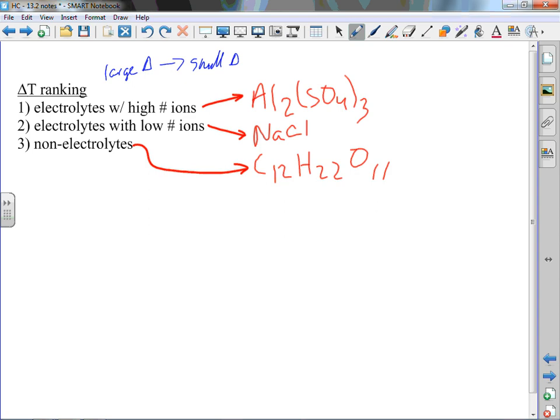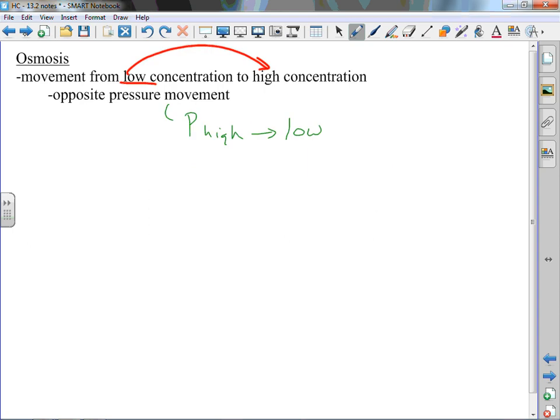The last thing, and this really doesn't fit in, but it's a great spot, so we'll just talk about it here: osmosis. I talk about osmosis in biology, but simply, osmosis is the movement of a chemical from a low concentration to a high concentration. It is opposite pressure movement. We'll talk more about this in electrochemistry and cells. So again, all we want to do is say the word and talk about what it means.